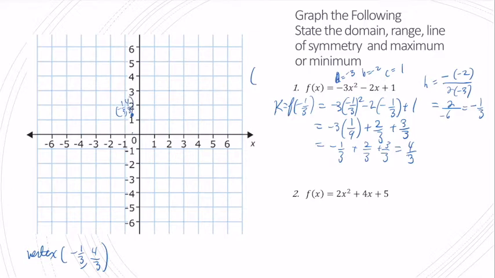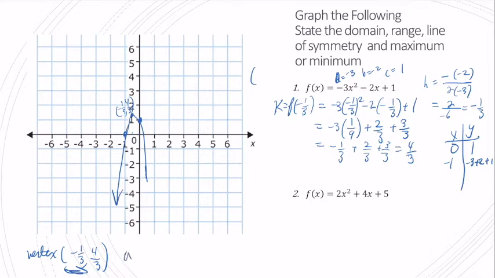Okay, I need to go ahead and find 2 more points. Normally I'd pick ones that are equidistant from our vertex, but our vertex is a fraction. So why don't I go ahead and find when x is 0 and when x is negative 1. So when x is 0, y is going to be 1. And when x is negative 1, y is going to be negative 3 plus 2 plus 1, which is 0. So here's our beautiful parabola. We want to always find 3 points.